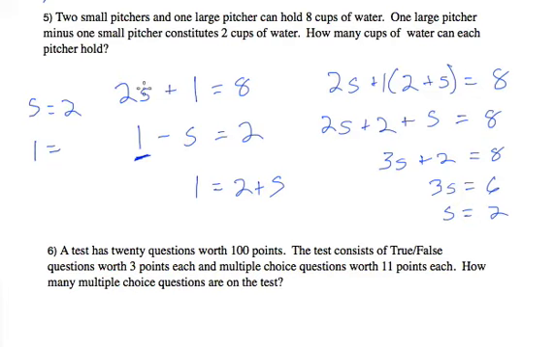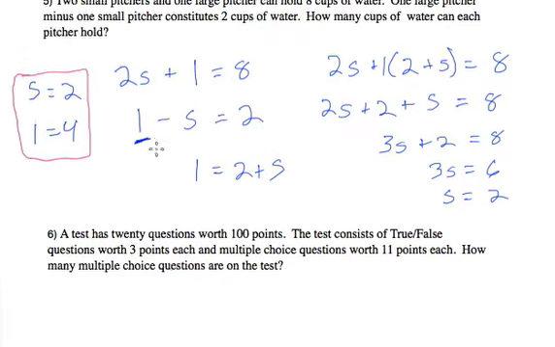2 times 2 is 4. 4 plus what is 8? We know that L must be 4 cups. And let's double check it in our second equation. L minus S, or 4 minus 2, is indeed 2. So we know that we have come across the right answer. There are 2 cups in a small pitcher and 4 cups in a large pitcher.